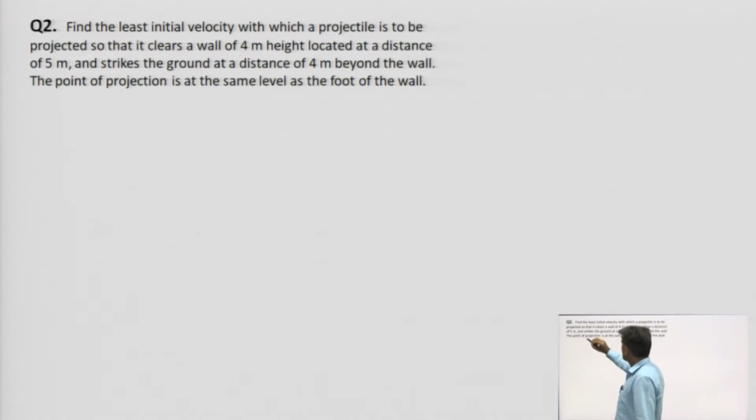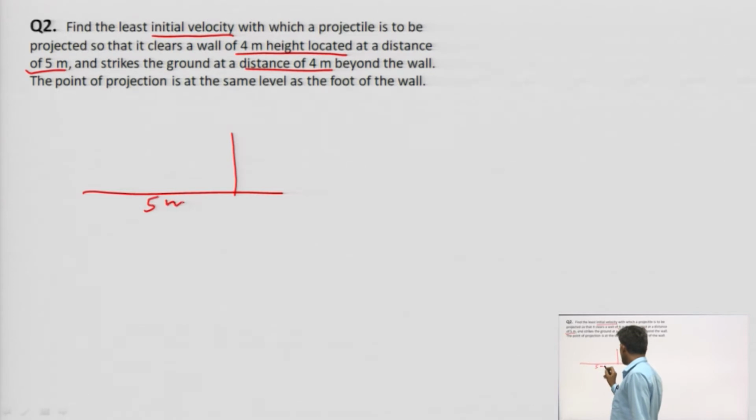In this question, we need to find the least initial velocity. We need to determine the initial velocity with which a projectile is to be projected, so that it clears a wall of 4-meter height, located at a distance of 5 meter, and strikes the ground at a distance of 4 meter beyond it. It means the situation is like this: 5 meter here, 4 meter height, and this is also 4 meter.